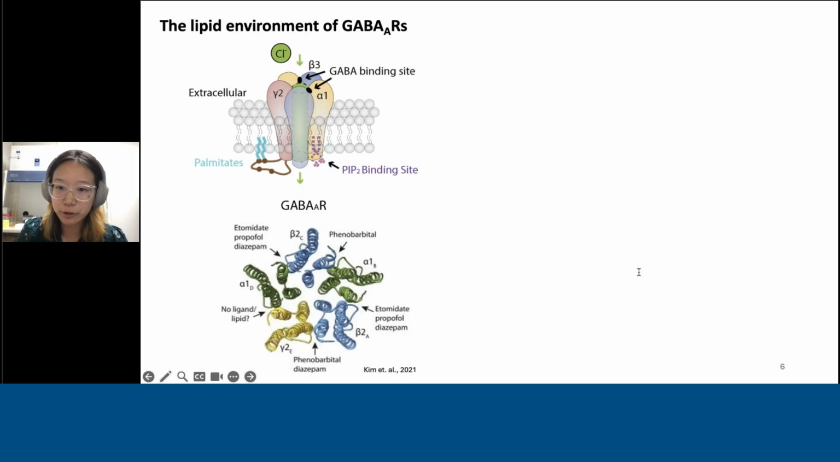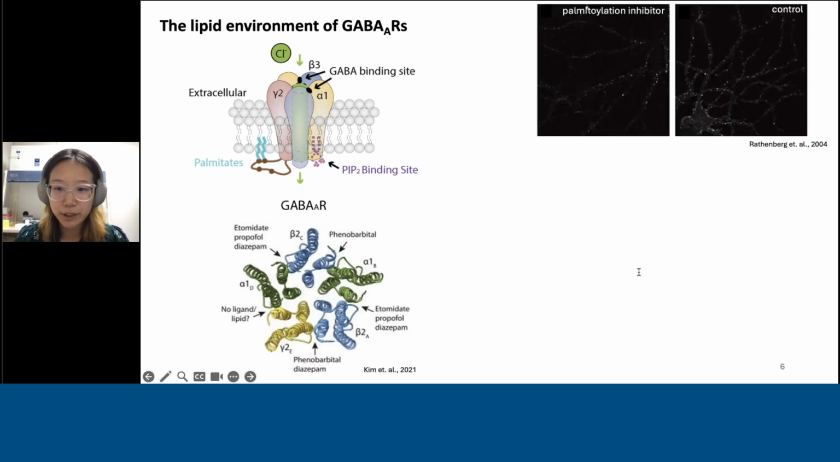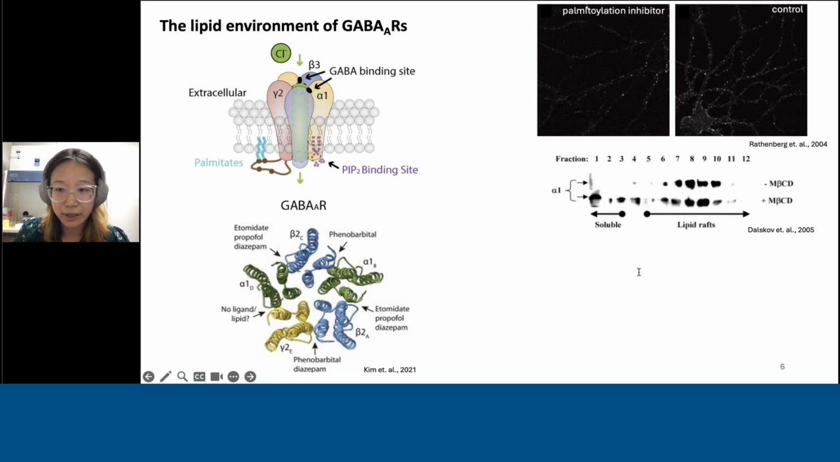This has been demonstrated using a palmitoylation inhibitor, which significantly diminished the receptor's expression. Additionally, the localization of the GABA-A receptor is highly dependent on cholesterol level, aligning with our understanding of cholesterol's role in stabilizing lipid rafts. When cholesterol is removed using methyl-beta-cyclodextrin, as shown here, more receptors are found in the soluble fraction of the membrane, suggesting a loss of raft association.